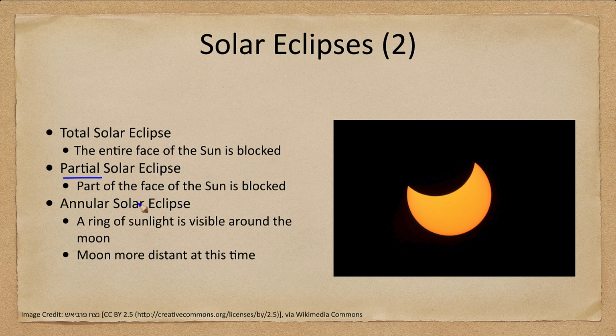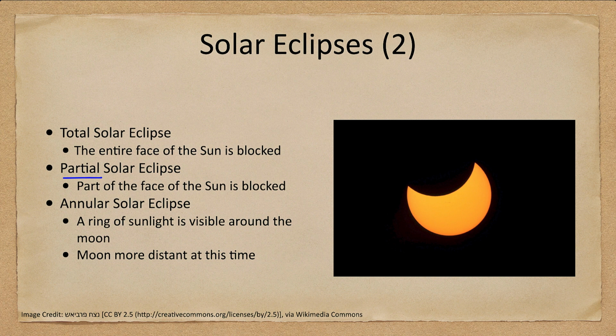Only part of the sun's face is blocked. Now we saw it go through that stage during that total eclipse animation. However, this might have been the maximum amount of eclipse you were able to see, depending on your specific location and how close you were to that path of totality.